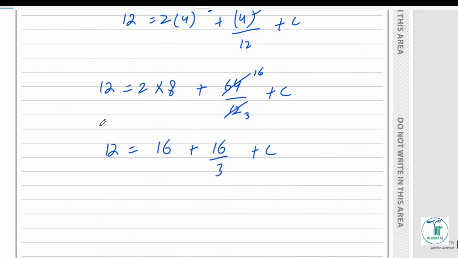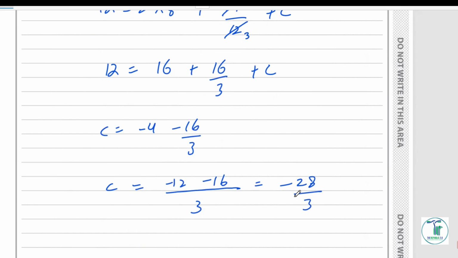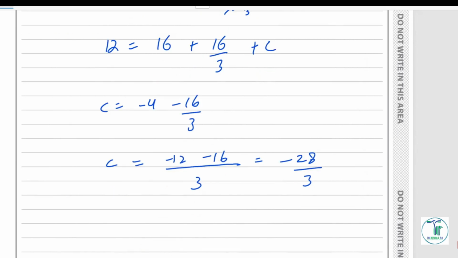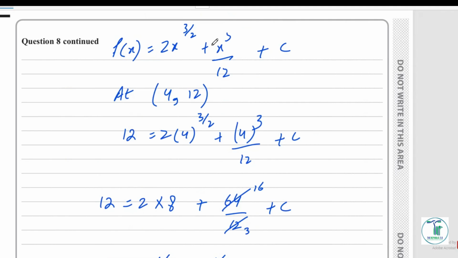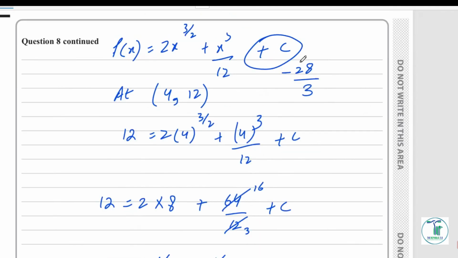So the value of c comes out to be 12 minus 16 has to be minus 4 on the other side, and then minus 16 by 3. I'm just going to simplify that down. I must be having 3 as an LCM, negative 12, negative 16, and that comes out to be negative 28 divided by 3. That is the constant of integration. So our final function would eventually become everything like that, but over here in place of c, you're going to write negative 28 divided by 3. That is how we're going to solve this thing down.